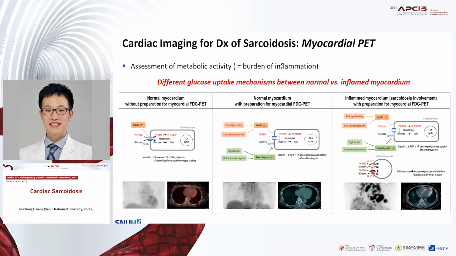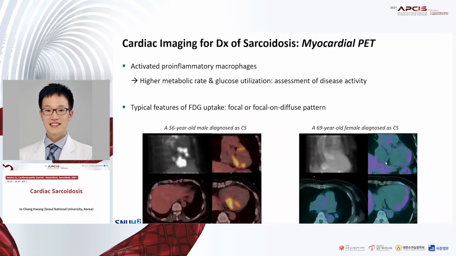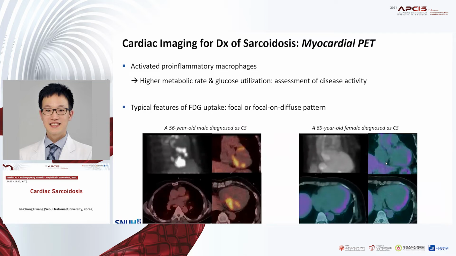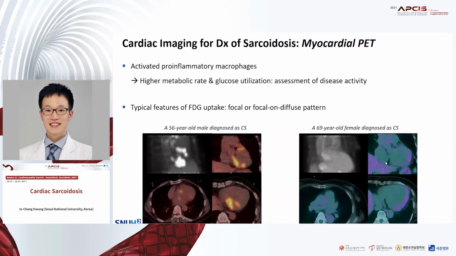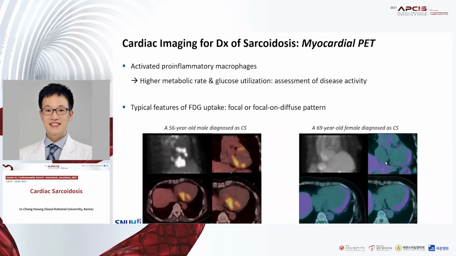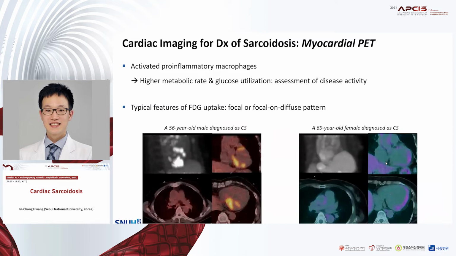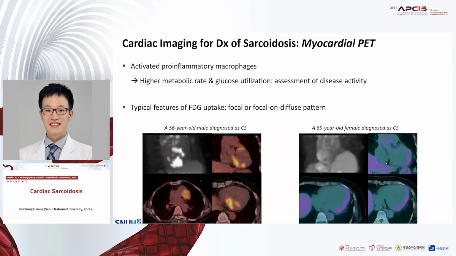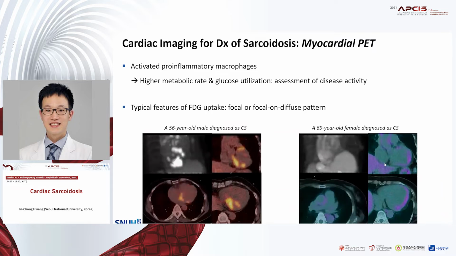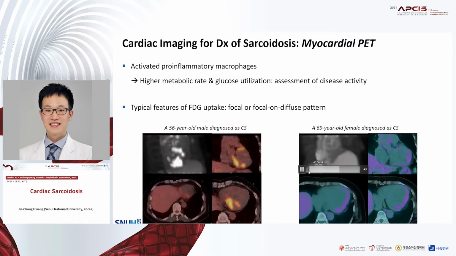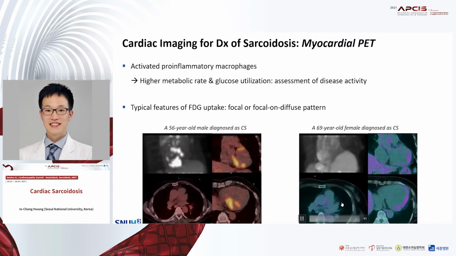The cardiomyocytes utilize both glucose and fatty acid as energy sources. However, inflammatory cells utilize only glucose, but not fatty acid. So this difference makes it possible to detect myocardial inflammation using the PET scan. The activated pro-inflammatory macrophages in the inflamed myocardium have a higher metabolic rate, and they take up more FDG. So it makes it possible to assess the disease activity using the PET scan. And because sarcoidosis makes granuloma at multiple sites, the typical feature of myocardial PET scan is a focal or focal on diffuse pattern.